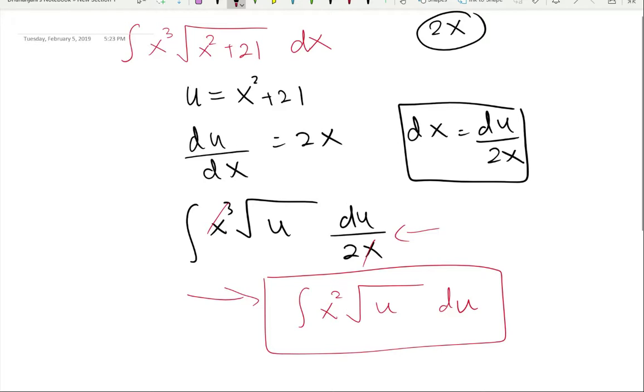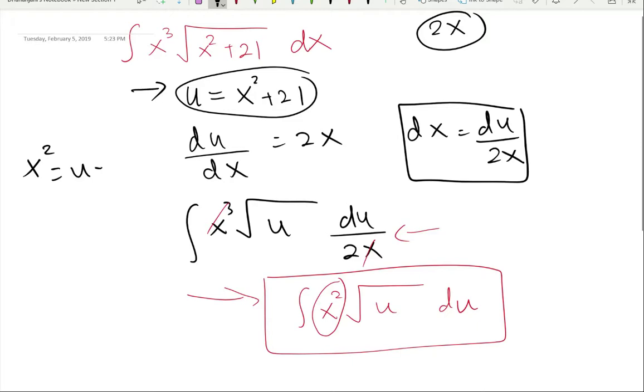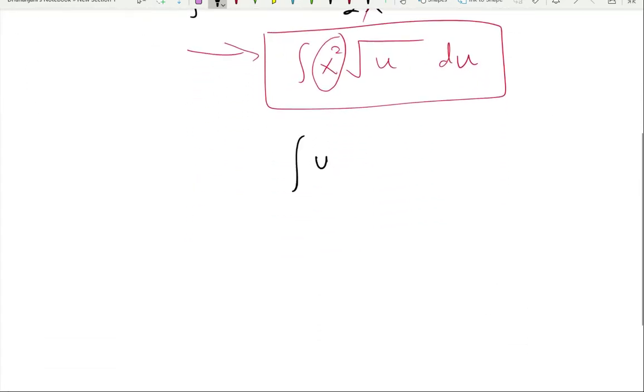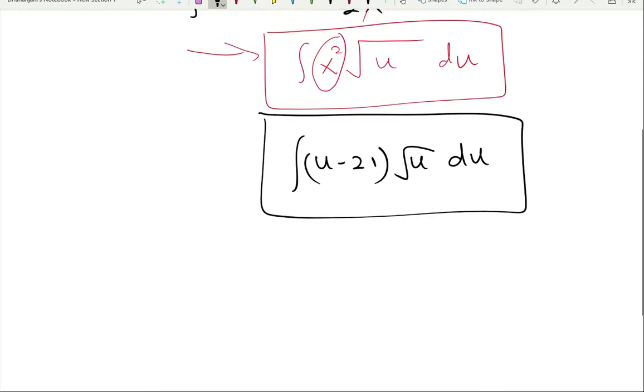As in the previous video, I want to write this x squared in terms of u, right? But how can I do that? Well, I can use the help of the substitute. Because what is x squared based on the substitute? x squared is u minus 21, right? So let's write it down. x squared is u minus 21, times square root u du. Now we have an integral written in terms of just u, right? So we are on the right path.